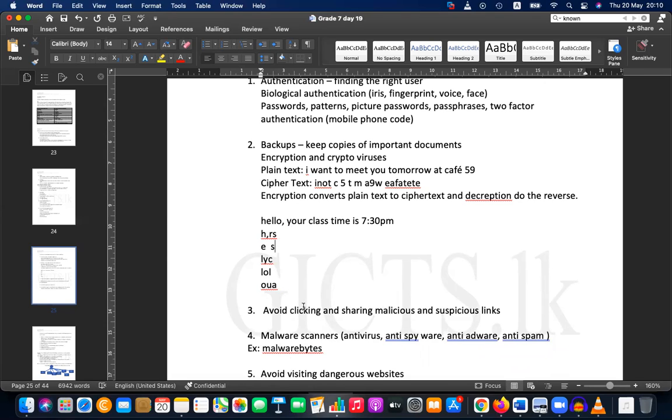Is this a monoalphabetic substitution cipher? No, it's not. This is called a block cipher. A monoalphabetic substitution cipher is a different mechanism: it replaces a character with another character. You can replace the character, but this is not replacing, this is displacing.